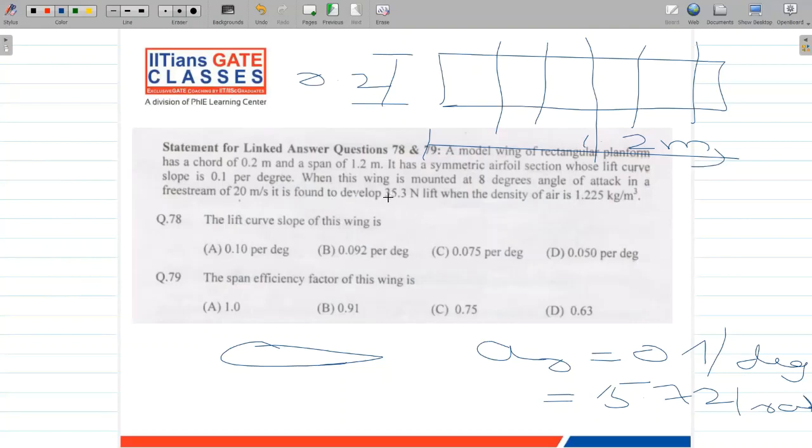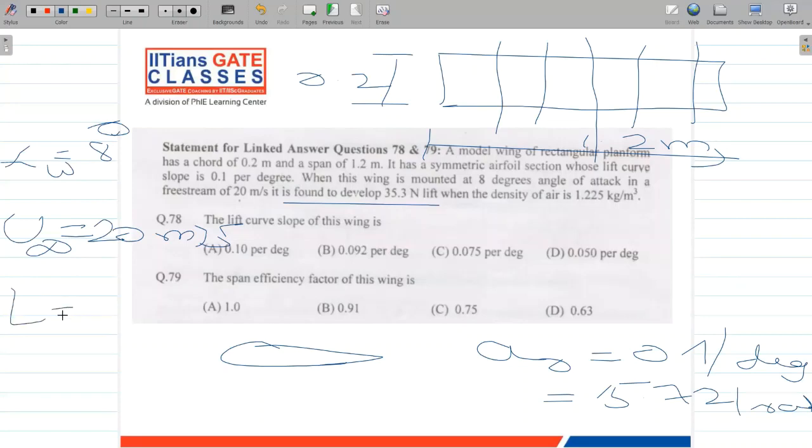All right. The wing is mounted at 8 degrees angle of attack in a free stream of 20 meters per second. So the angle of attack of the wing is 8 degrees, and my free stream is acting at 20 meters per second. And the wing is found to develop a lift of 35.3 newtons when the density of air is 1.225.